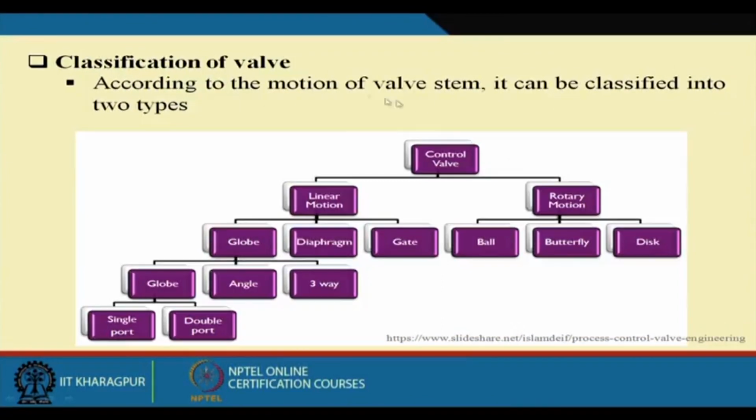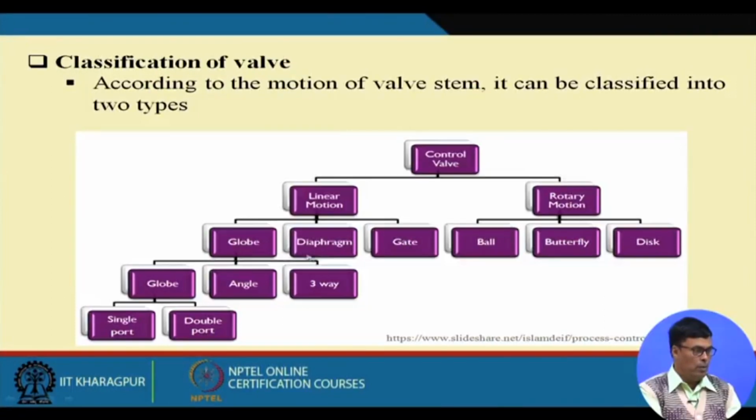Now, what is the classification of valves? According to the motion of the valve stem, control valves can be classified into two types: linear motion and rotary motion. In the case of linear motion, we have the globe valve, the diaphragm valve and the gate valve. In the globe valve, we have two types, single port and double port. Again, we have angle and three-way. But when you come to rotary motion, we have the ball valve, the butterfly valve and the disc valve.